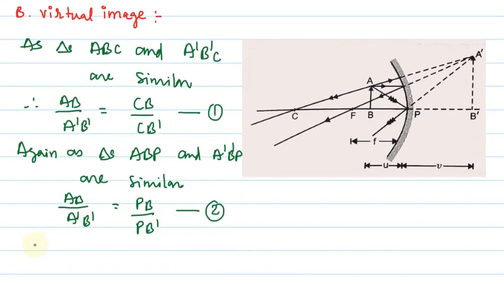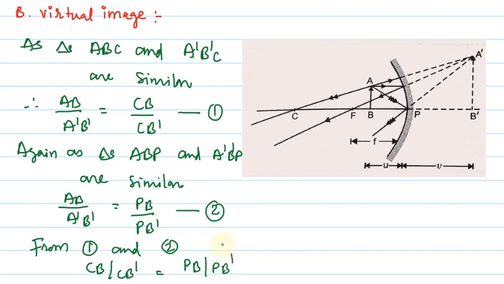From relation 1 and 2, CB upon CB prime is equal to PB upon PB prime. Let me consider this as relation 3.